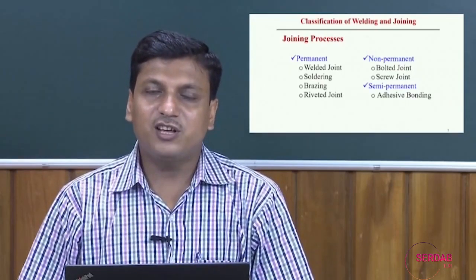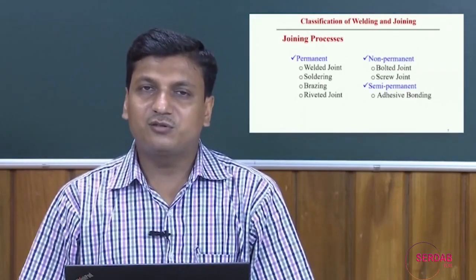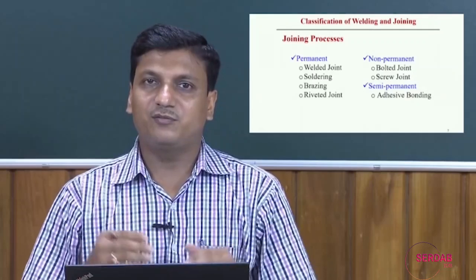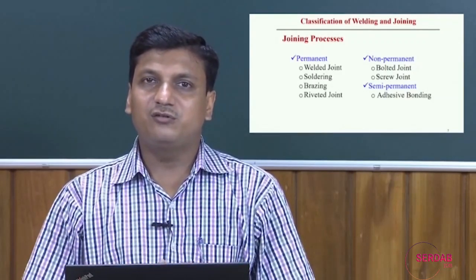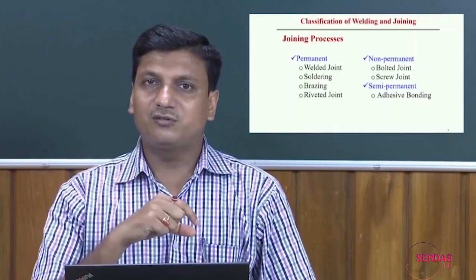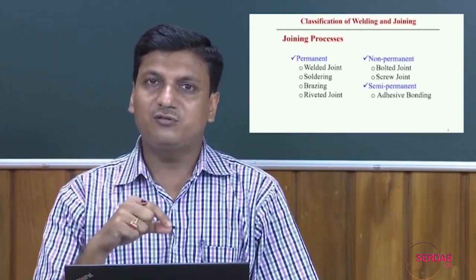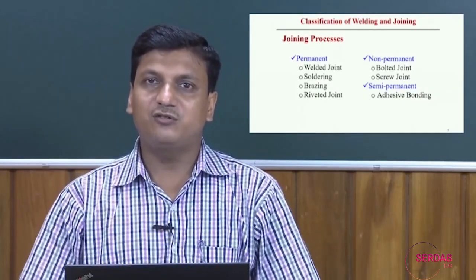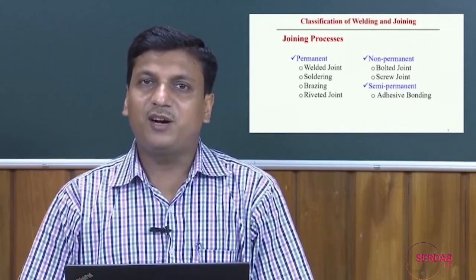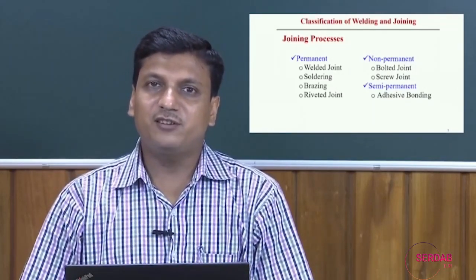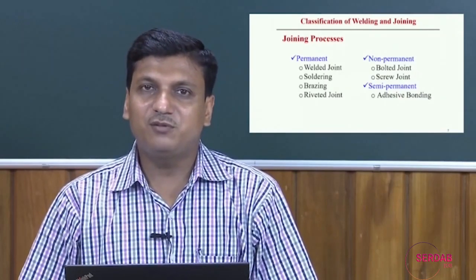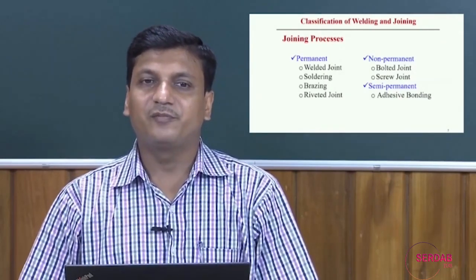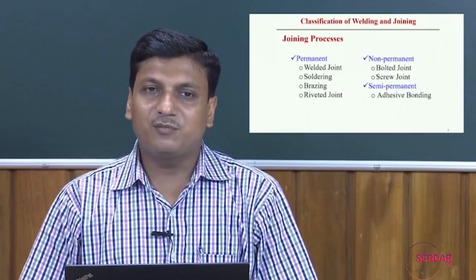Second is soldering. When soldering is done, to join the two components, the solder material needs to melt and it can join the two materials, but it is not necessary to melt the parent metal. So, this also creates a permanent joint. A similar philosophy applies to brazing, and this is also called a permanent joint.